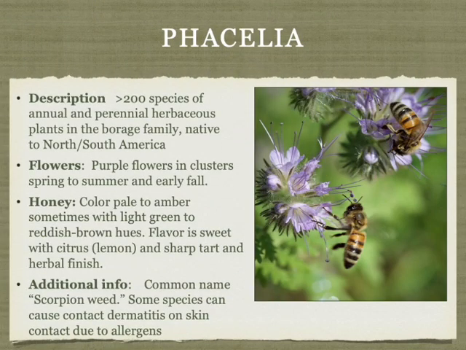Phacelia is a group of plants in the borage family. They're commonly planted as a wildflower seed blend or for a pollinator-friendly garden. It has a long bloom time. The bees love it. If you have any of this blooming nearby, the bees will absolutely love this flower. The honey is pale to amber, sometimes with a tint of light green or reddish brown. The flavor is sweet, sharp, tart, herbal finish, sometimes with notes of citrus.